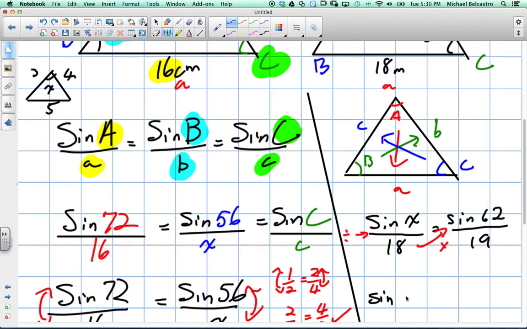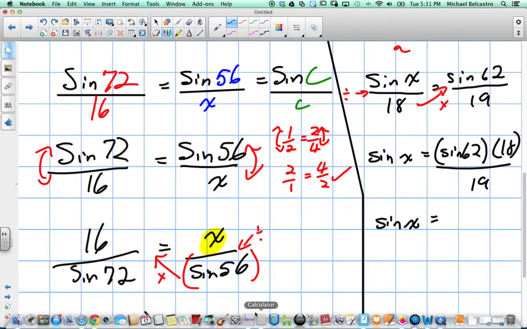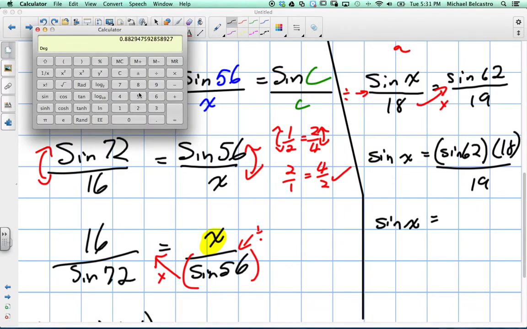So let's rewrite this. It now says sine x is equal to sine 62 times 18, all divided by 19. Okay, so we can equate all of this. Did you want to try it on your calculator there? Sure, give it a try and I'll follow along. So sine x is equal to 62 sine. What did you get for the top altogether? 0.78.